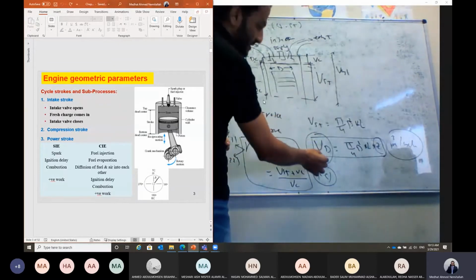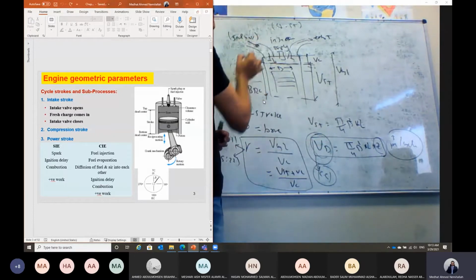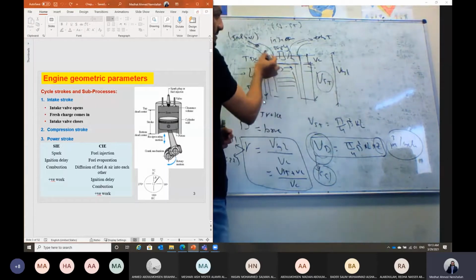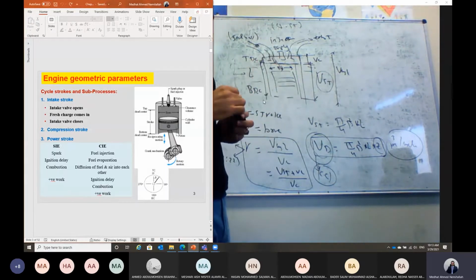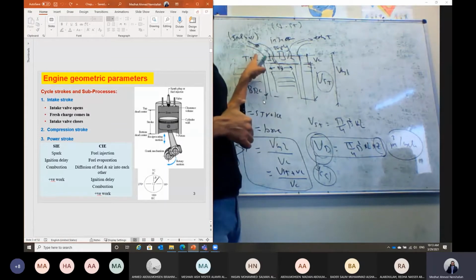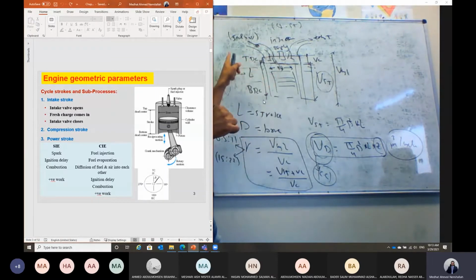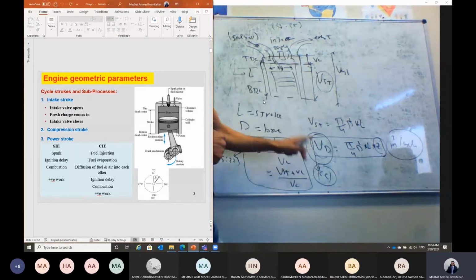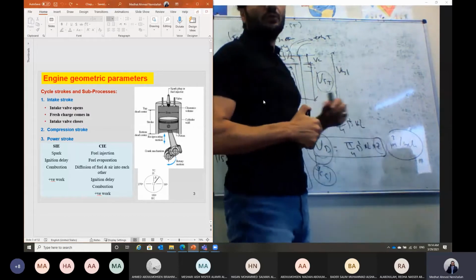Because this is the displacement volume of the incoming charge. When the piston moves down, it will be moving a volume of V stroke. And this V stroke will be filled by the newly coming charge. This charge in case of diesel is only air. In case of gasoline, it is air plus fuel, but usually the air to fuel ratio is almost 15 in case of gasoline engine. So almost we can assume the incoming charge is air. So in each cycle, the piston draws this volume of air, which is actually the displacement volume. So this is calculated in meter cube per cycle.